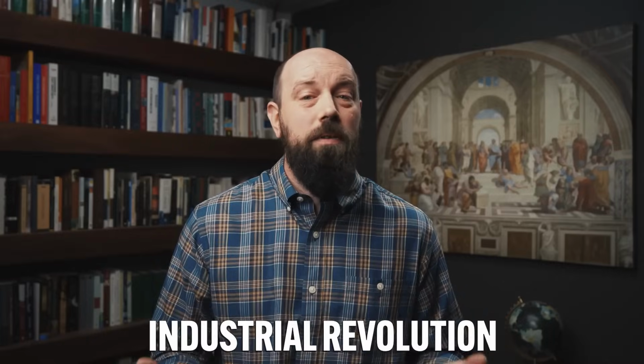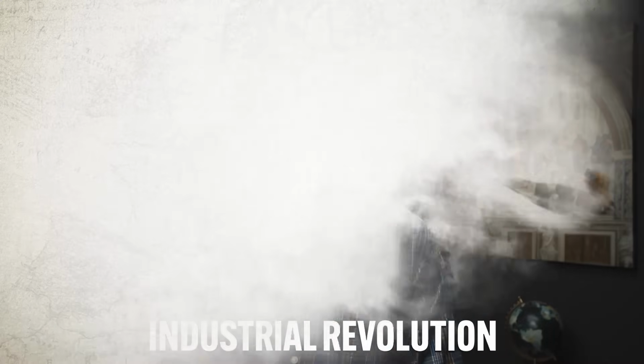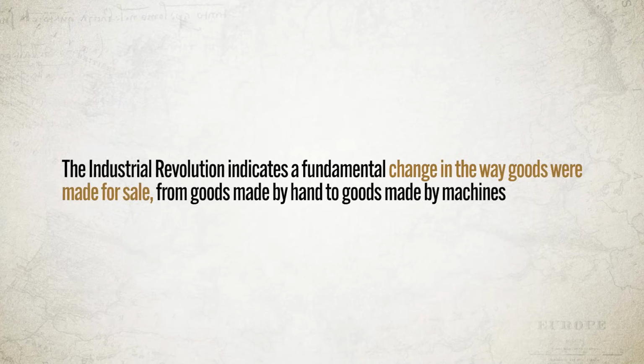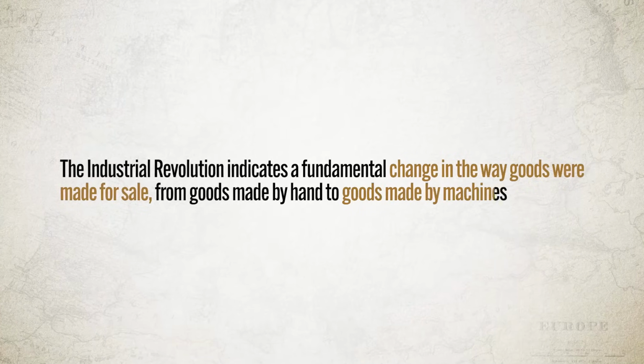So we're talking about the Industrial Revolution, and I reckon we ought to begin with a definition. The Industrial Revolution indicates a fundamental change in the way goods were made for sale, from goods made by hand to goods made by machines. Now to be clear, this revolution was about a lot more than whether a shirt got made by hand or a machine, but that's where it started, and this revolution is eventually going to change social, political, and economic structures throughout the whole world, so yeah, it's kind of a big deal.